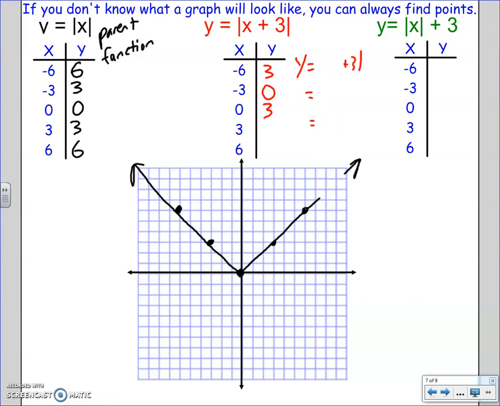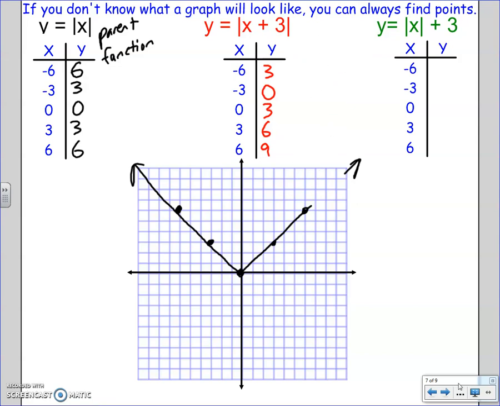All right, I'll try the next one. Let's put 3 in there. 3 plus 3, that makes it 6 inside, comes out positive 6. And then the last one, plug 6 in there. 6 plus 3, that is 9 inside, comes out positive 9. There's that graph. All right, I'm going to plot all those points.